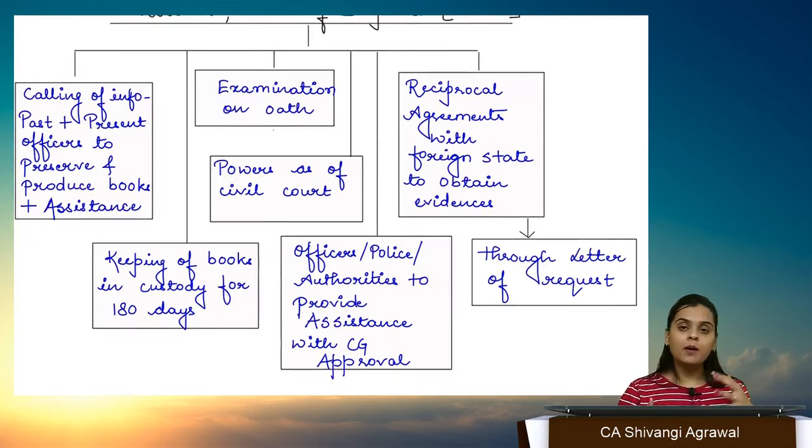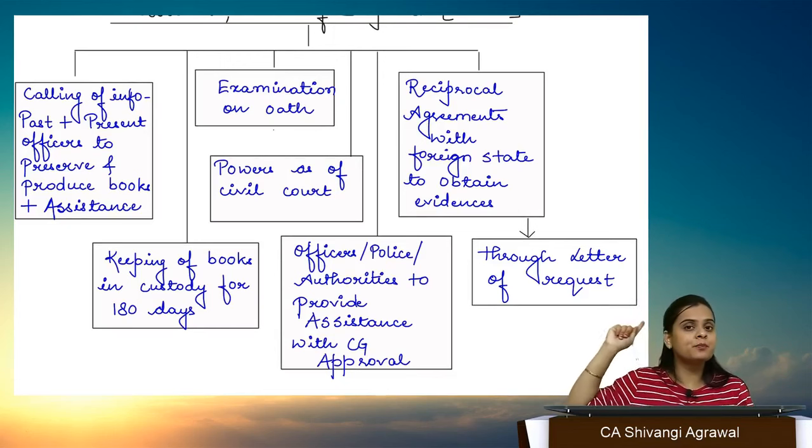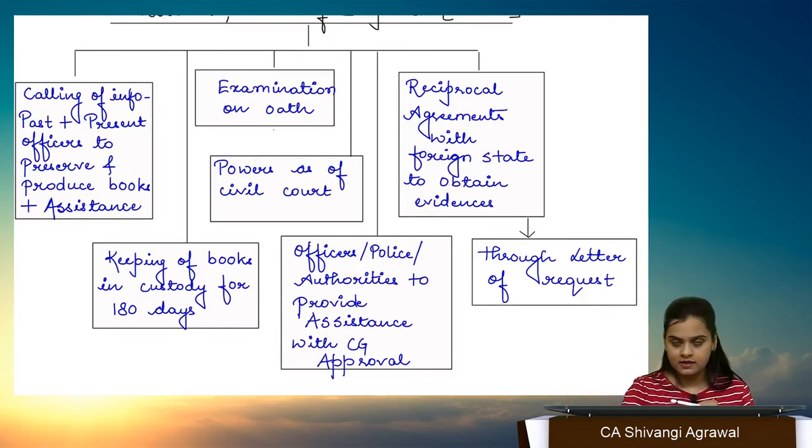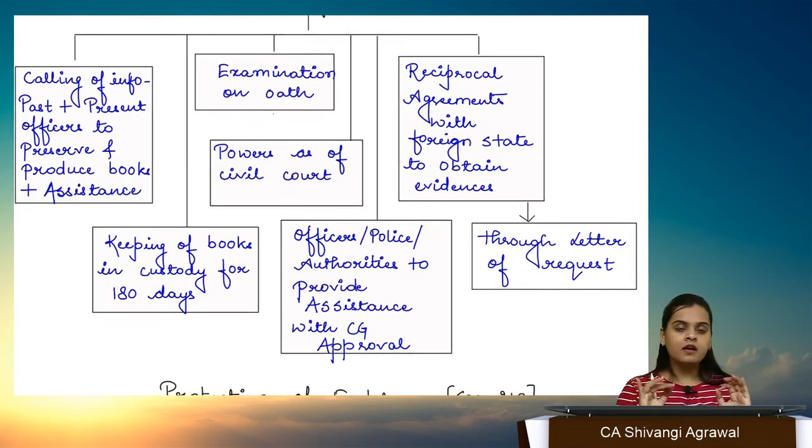Now, you can examine people on oath. Which people? Anyone? No, not anyone. The employees, the officers, you can examine them on oath. But if you want to examine some other person, then you have to seek approval from CG, and then you can do that. You will get the same powers as a civil court. All the police, other authorities, government, they all are going to provide you assistance if needed when you take the approval from CG.